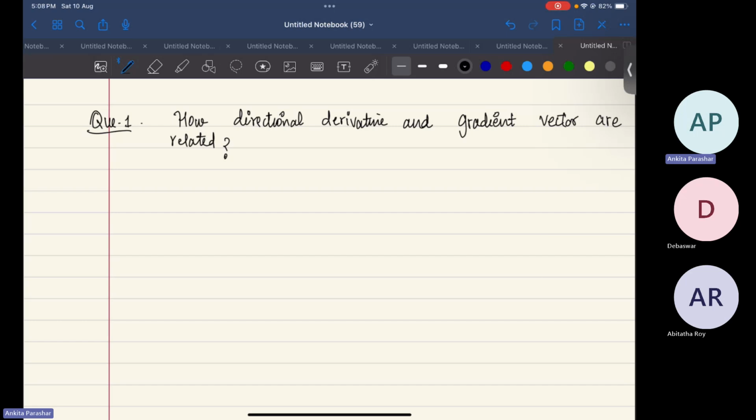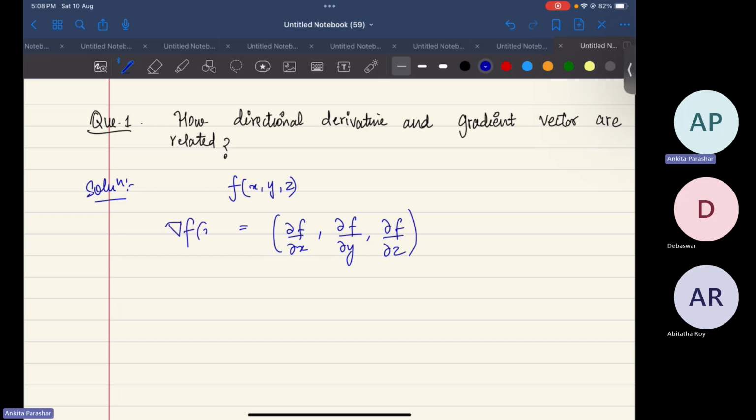How does the gradient vector look? How to find that? Suppose we have a function f given in terms of x, y, z. I want to write the gradient of that. Can you compute that? The gradient vector will have three components: del f by del x, del f by del y, and del f by del z. Yeah, this is how we compute the gradient and how we write the symbol del f of x, y, z. It's a vector which can be written like that.